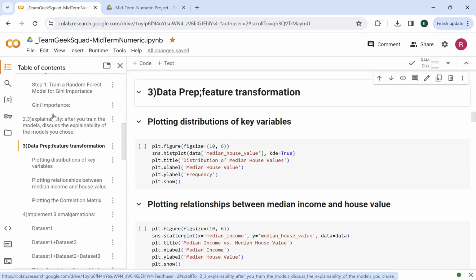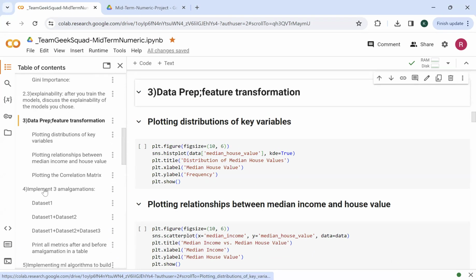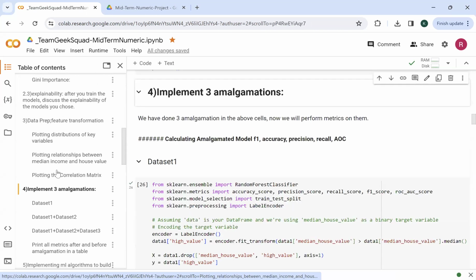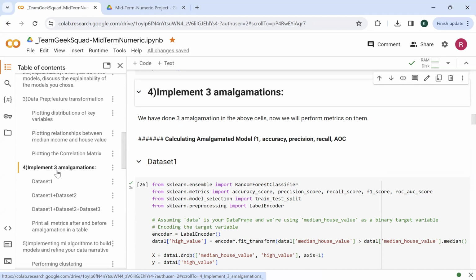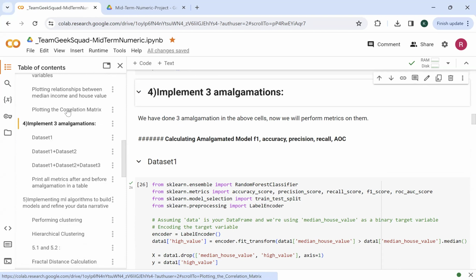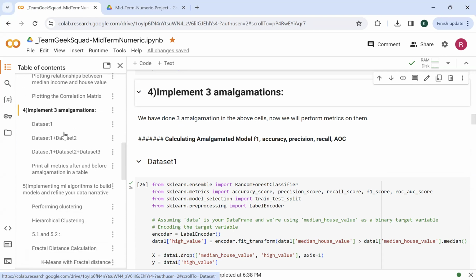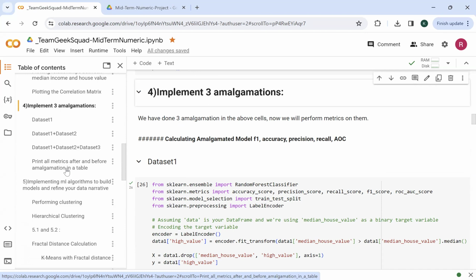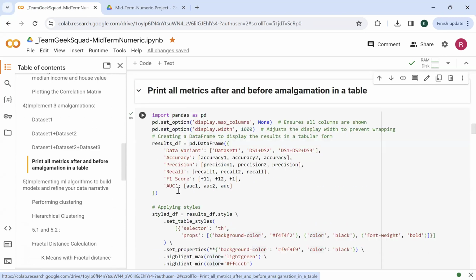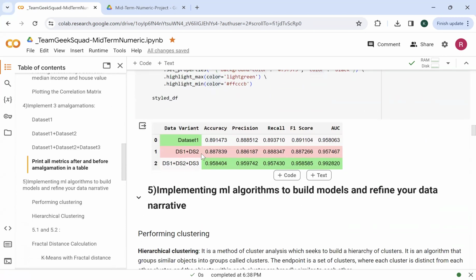data preparation with the feature transformation, plotting the distribution of key variables, plotting the relationship between median income and house value, plotting the correlation matrix. We have performed all these. Suresh worked on plotting these distributions, and then I worked on amalgamating them and printing all the metrics for the amalgamated data and for the individual data.